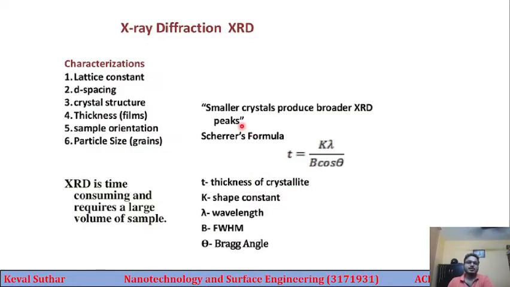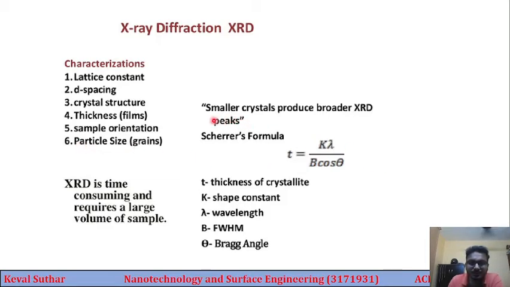Here are a few nomenclatures or important parameters. First is the lattice constant. Second is the d spacing. Third is the crystal structure. Fourth is the thickness of the films. The fifth one is sample orientation, the way we orient the surface. And the last one is the particle size, that is the grain size.